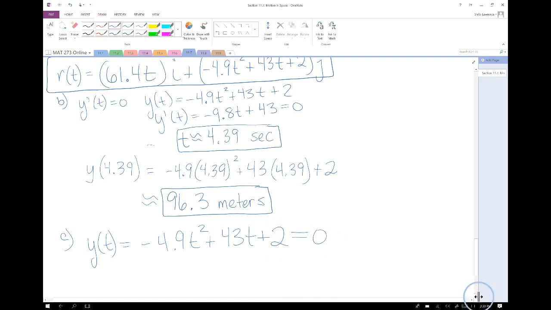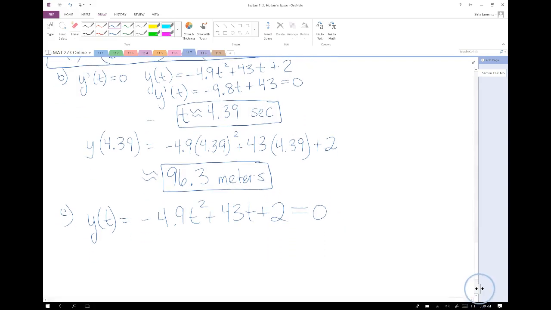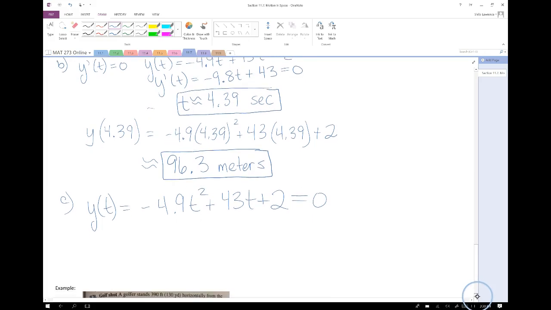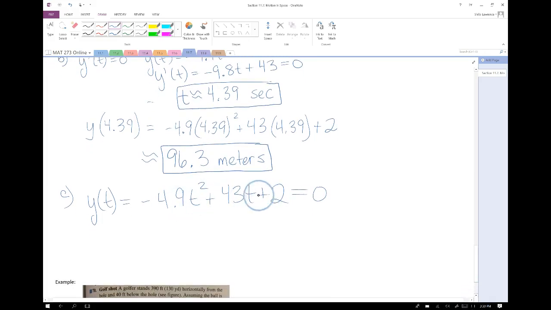Now, you could solve this using the quadratic formula. You could graph this and see where it's hitting the x-axis. That's equivalent to where it equals 0. But no matter which way you solve this, you most likely can't solve this easily by hand, but quadratic formula definitely works.